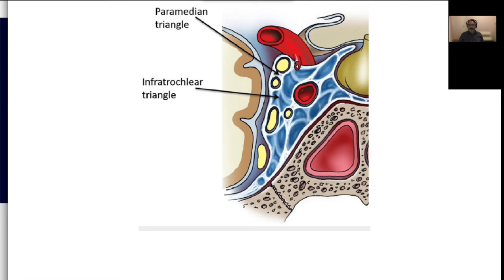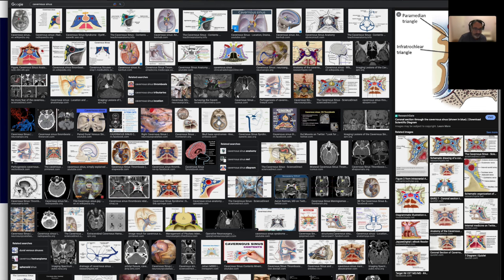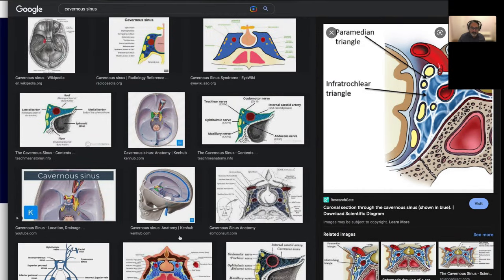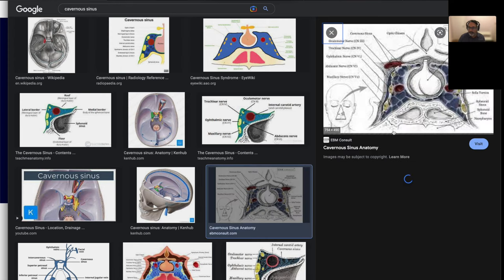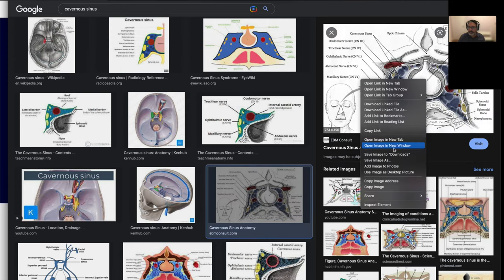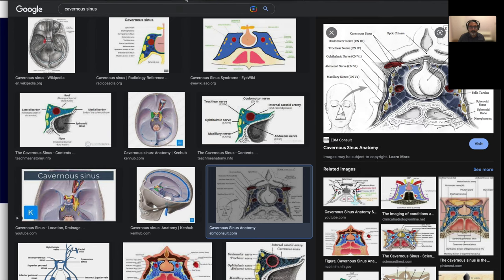And that's your, I forget whether that's your sella turcica, so that's your bone coming in there. And that's the cavernous sinus. It's got the internal carotid artery. That's the oculomotor nerve. I wish there was, let me find one that's better labeled. Let's just use that one. That's good, actually. Open image in a new tab.